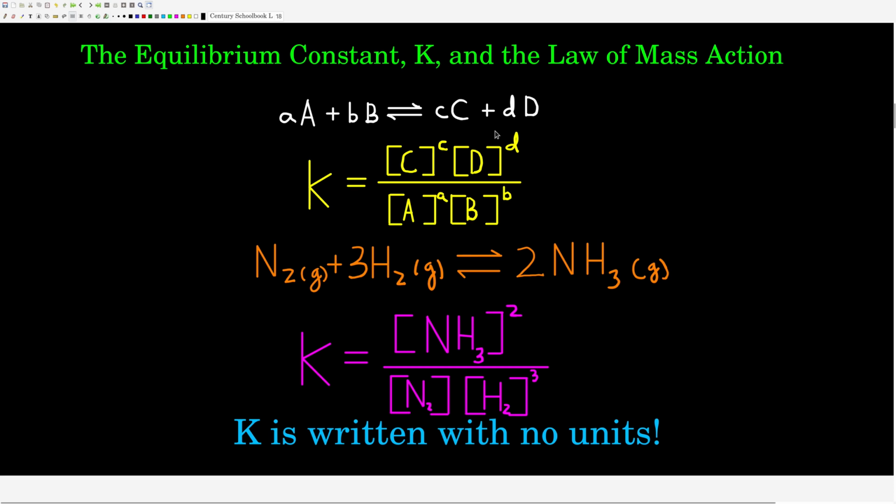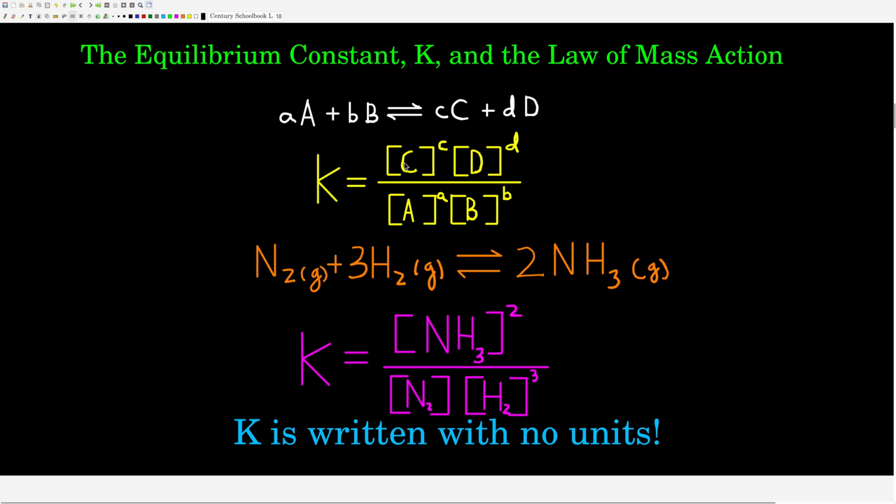So here's our generic equation, aA plus bB in equilibrium with cC and dD. This is important for you guys right here. This is really at the heart of all the equilibrium calculations we're going to do. We're basically using this, the equilibrium expression, which is what this is. K equals products over reactants, each raised to the power of their coefficients. And basically we do a bunch of algebra.